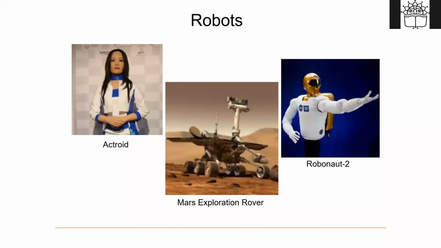Now this will be future of robots. That is a very interesting area, but due to lack of time, I will not discuss this in today's session, but it is a very interesting area, which is humanoid robots. These are the two existing humanoid robots, which is Acroid, and the second one is Robonaut 2. And the middle photograph is for the robot, which is used in Mars exploration rover.